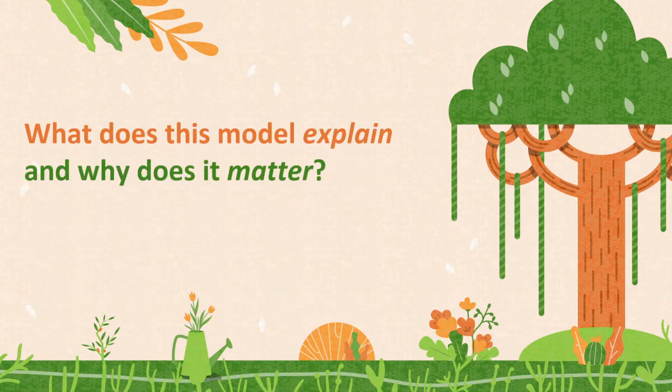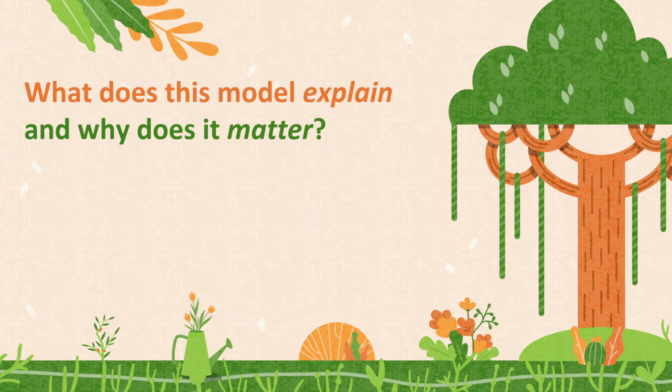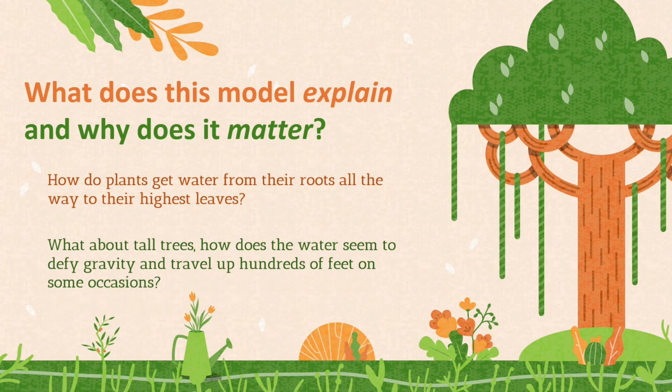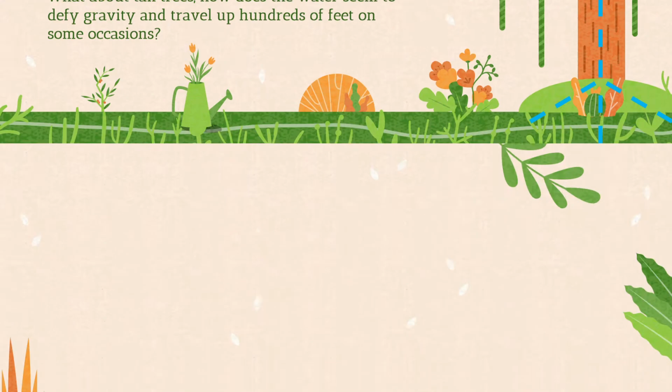So, first of all, what does this model explain and why does it matter? This model explains how plants get water from their roots all the way up to their highest leaves. How are they doing that? Especially when that involves defying gravity, because gravity says that the water should be going downwards and not, in fact, upwards, especially in the case of incredibly tall trees that are over 200 feet tall, like redwoods. And this is a little diagram of water going up a tree.